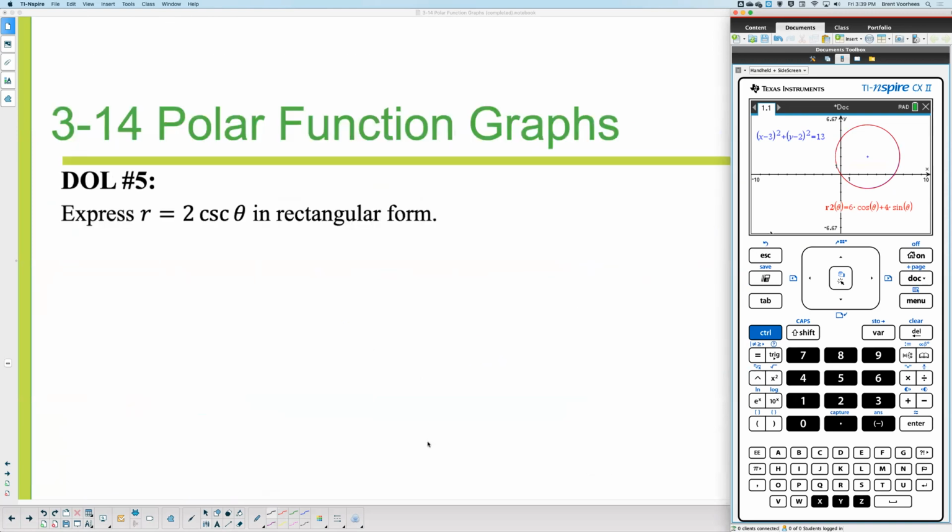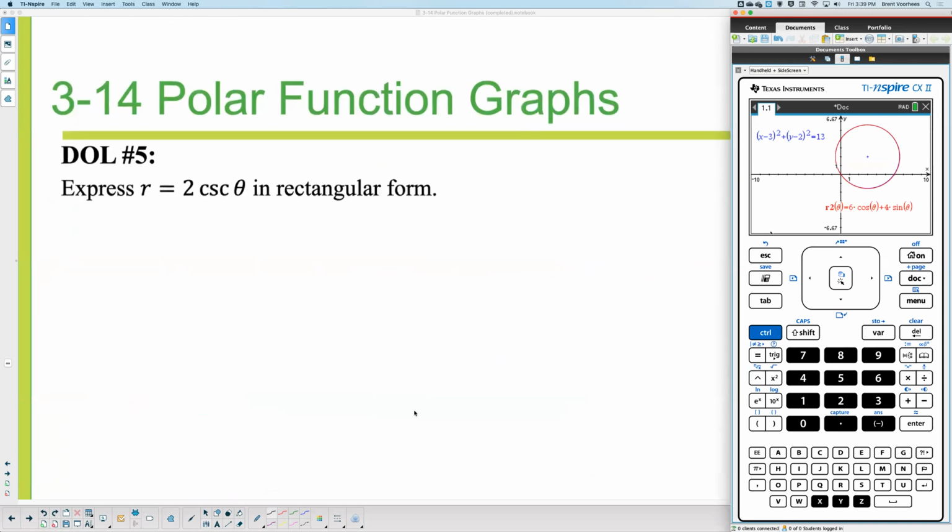So with that, you have your DOL. And that'll be a wrap for the lesson.